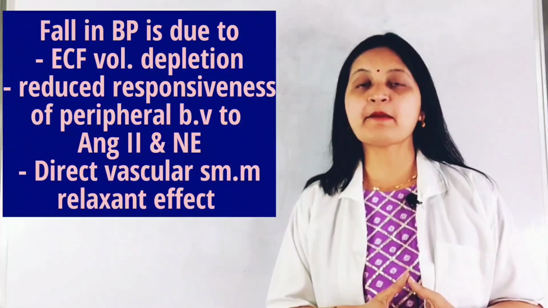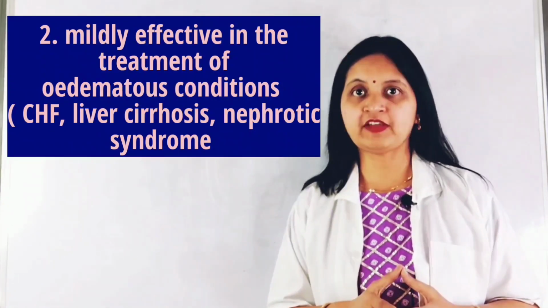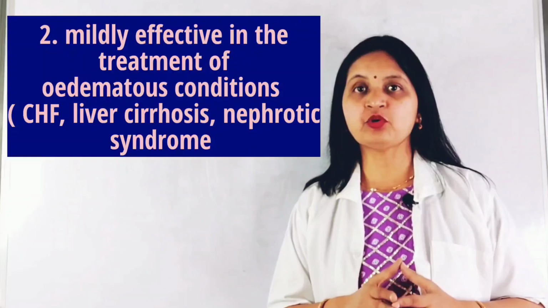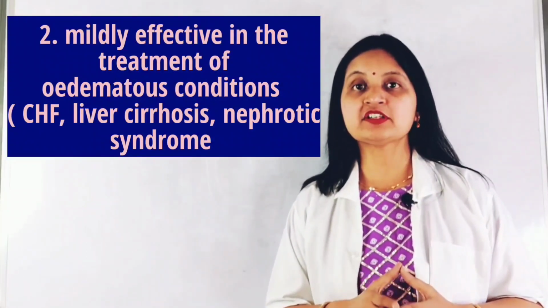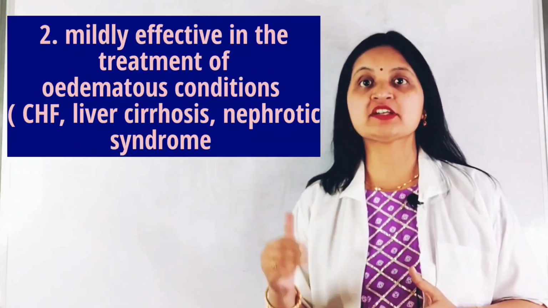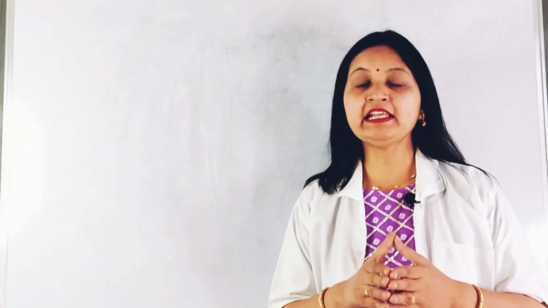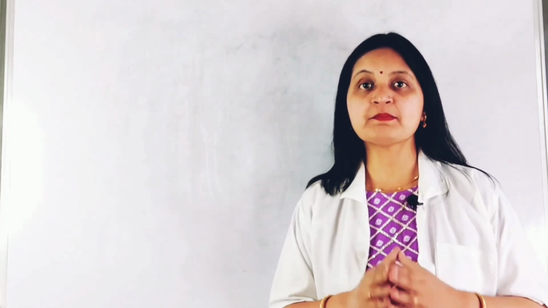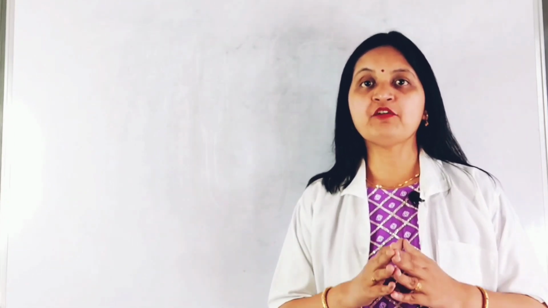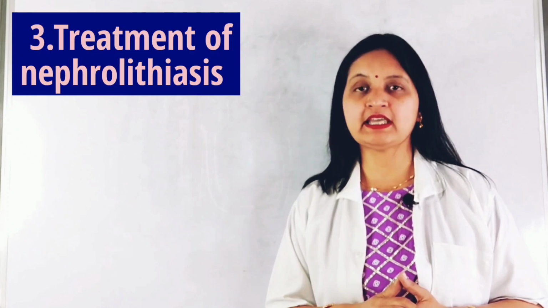Next, the thiazide diuretics are mildly effective in oedematous conditions such as congestive heart failure, liver cirrhosis, nephrotic syndrome. In these conditions, the loop diuretics are more efficacious and preferred because they are highly potent, high efficacy diuretics and have the capacity to reduce massive edema. Therefore, loop diuretics are preferred in the treatment of oedematous conditions, but the thiazide diuretics are mildly effective in the management of these conditions. The next use is nephrolithiasis.